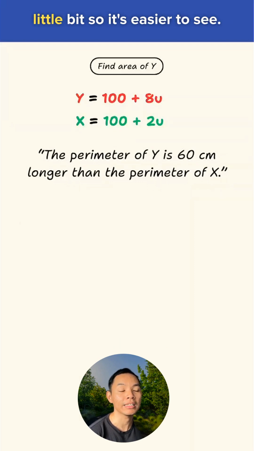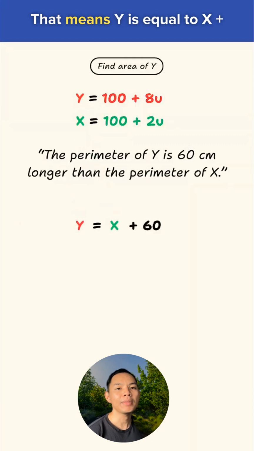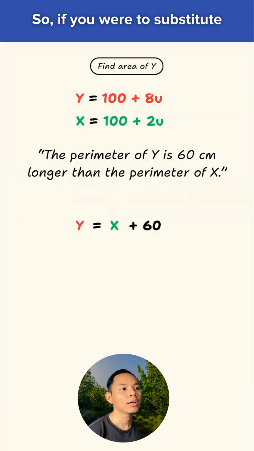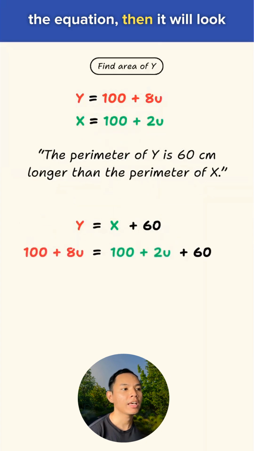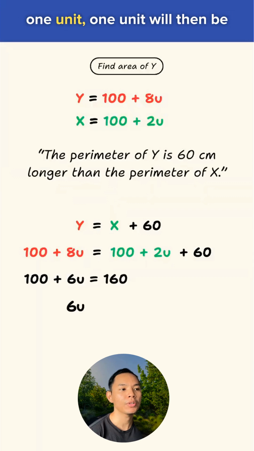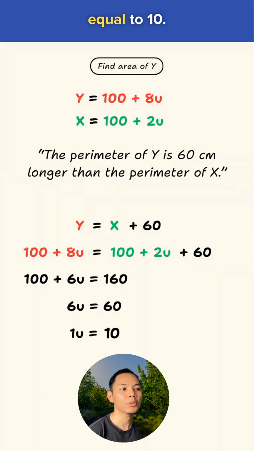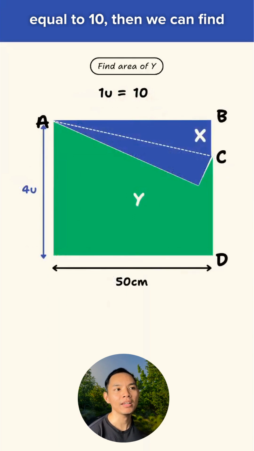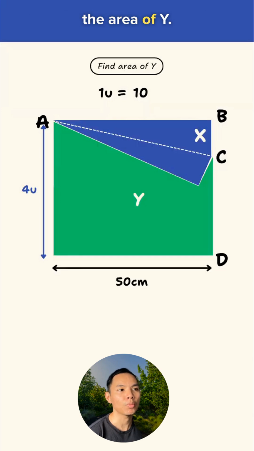So I'm going to color this a little bit so it's easier to see. That means Y is equal to X plus 60. So if we were to substitute the equation, then it will look something like this. And if you were to solve it, 1 unit will then be equal to 10. So now we know 1 unit is equal to 10, then we can find the area of Y.